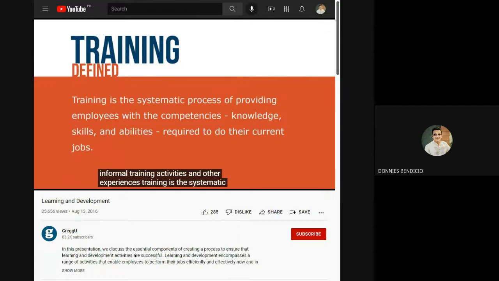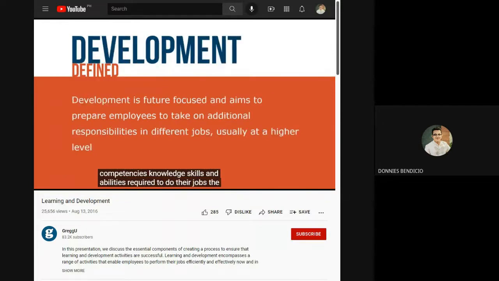Training is the systematic process of providing employees with the competencies, knowledge, skills, and abilities required to do their jobs. The purpose of training is to improve how well employees perform their current jobs. Development, in contrast, is future-based and aims to prepare employees to take on additional responsibilities in different jobs, usually at a higher level. Both training and development help an organization equip its workforce to gain and sustain a competitive advantage.